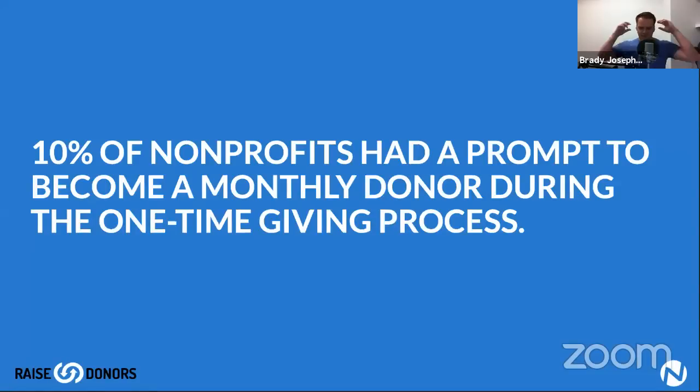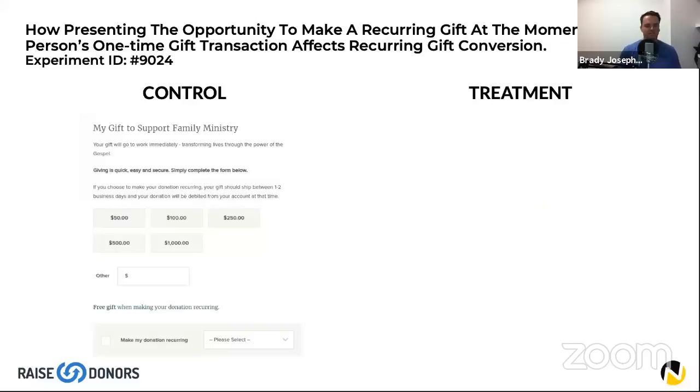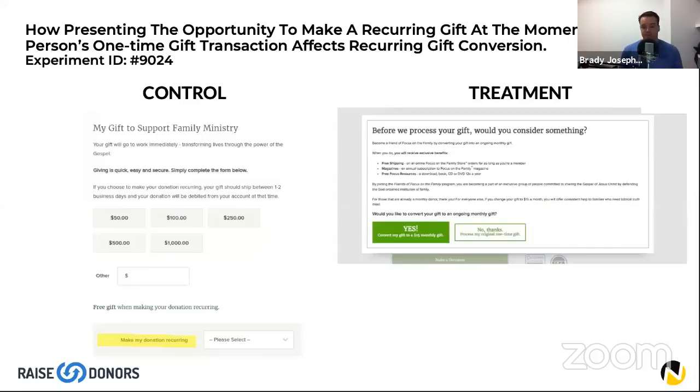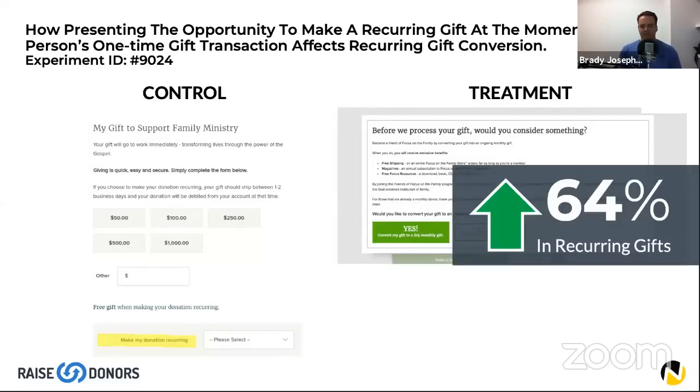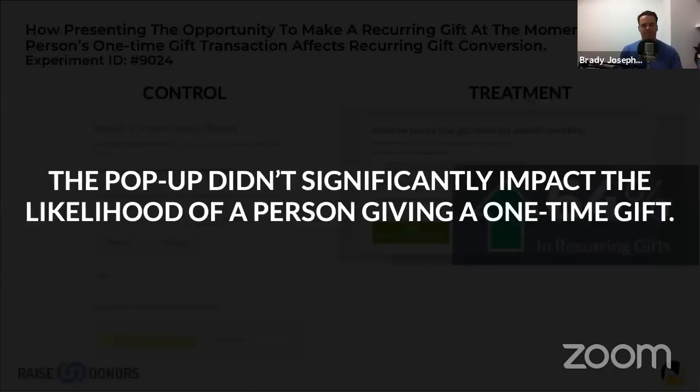And then something I'm really interested in is the prompts. These are pop-ups that would happen during the one-time giving process to talk about monthly giving. We actually looked at this as well. We saw 10%. What's interesting to me is recurring giving is obviously so important. Most of the time, we're doing something like this on the left: make my donation recurring. In this experiment, they actually used this pop-up and said, hey, before, would you consider, and it goes into the value proposition, which is basically give less today and make a bigger impact over time. Saw an increase in recurring gifts and no significant impact on the likelihood of a person giving a one-time gift.